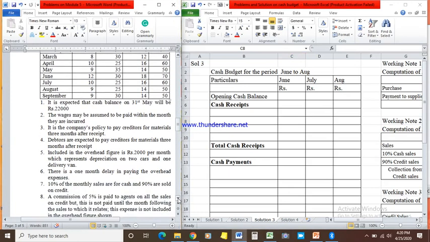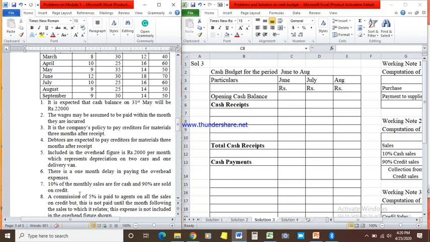In this we need to first understand how much is the cash sales and how much is the credit sales. So we'll prepare one working note for that. Payment of creditors again: since there is a time lag in payment of creditors for materials, we are going to prepare one more working note.